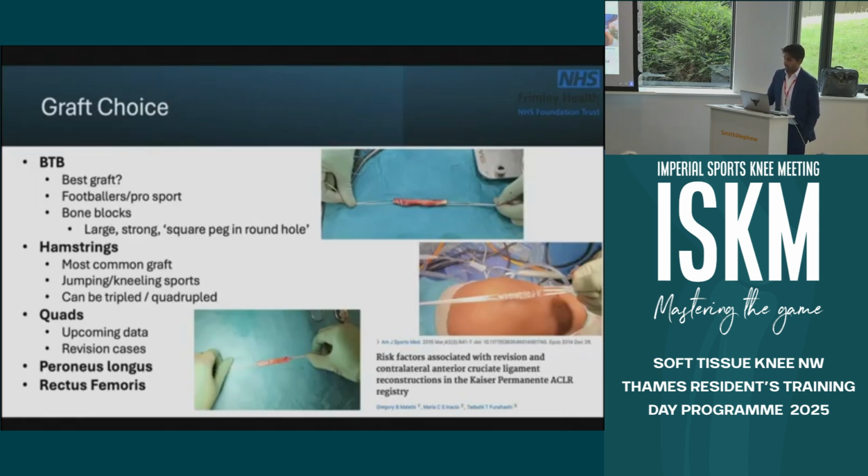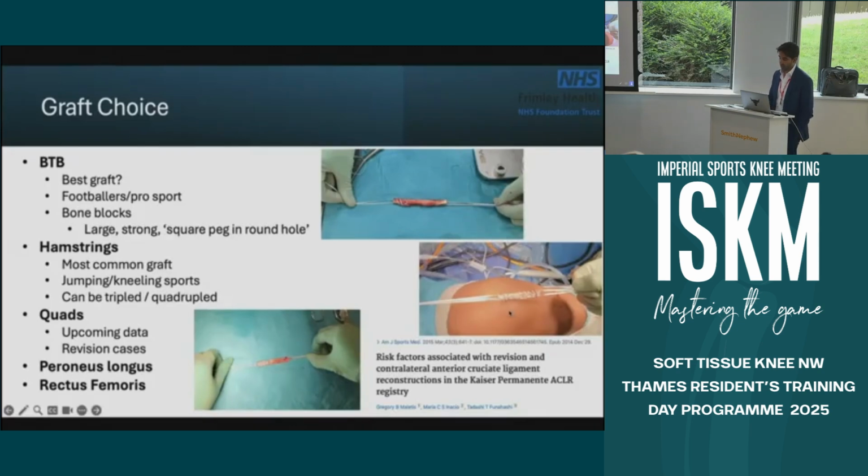In a recent ESSKA and ISAKOS vote, hamstring was the commonest graft in over 75% of surgeons. It's a huge deal. Hamstrings are easy. It's the commonest graft. You can use it because it's quite malleable. You can triple it. The common way is doubling it over by an endobutton. You can triple it. You can quadruple it.